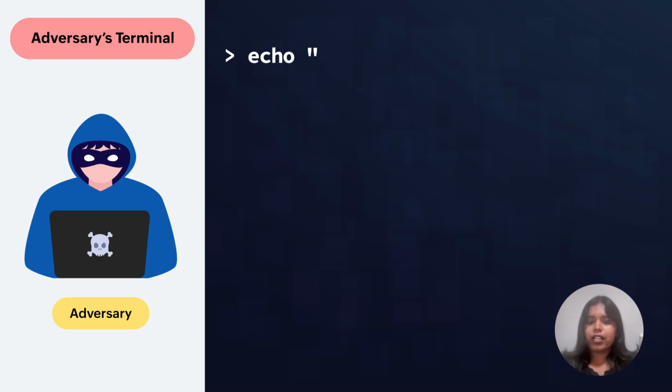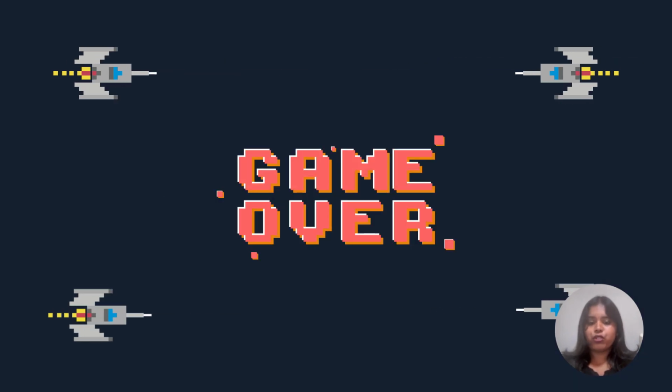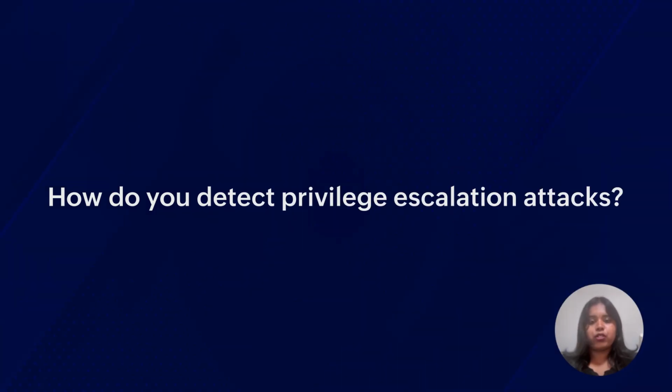The attacker adds a malicious payload. Next, they start a listener on their machine. When the cron job runs, boom, the attacker gets a root shell. Game over. So, how do you detect privilege escalation attacks?